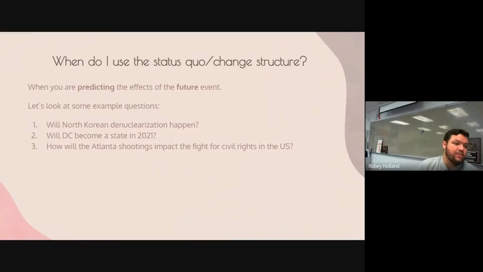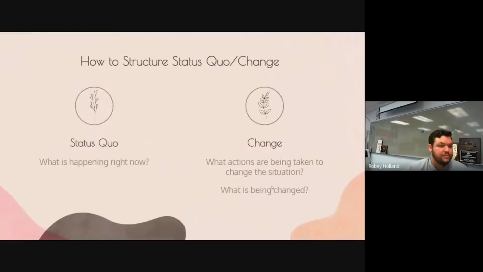So some easy examples would look like things like, first, will North Korean denuclearization happen? Second, will DC become a state in 2021? Third, how will Atlanta shootings impact the fight for civil rights in the United States? Clearly, these are all examples of questions that are asking you to predict what might happen sometime in the future.